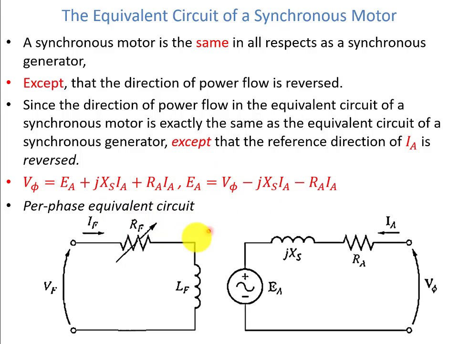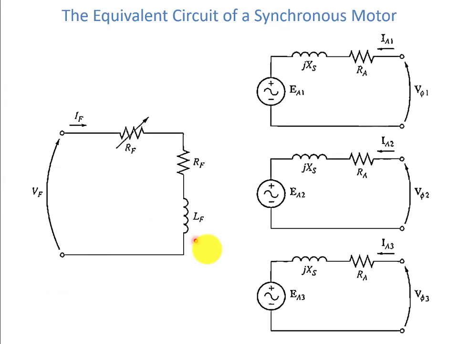So this is the per phase equivalent circuit. On the rotor side, we have the same. We have this RF to control the current IF, and this is the rotor winding. So we have applied this field voltage. So this is a three-phase equivalent circuit of this synchronous motor. We have this one phase, second phase, and third phase.